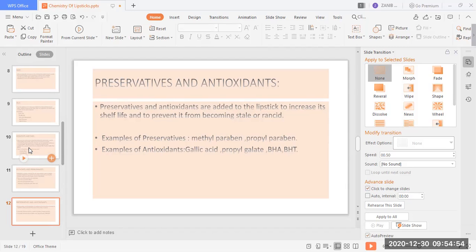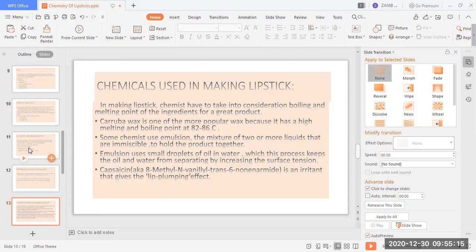But remember that a higher concentration of preservatives can cause a slight burning sensation or an allergic reaction. These are some examples of preservatives and antioxidants. The examples of preservatives are methylparaben and propylparaben, while examples of antioxidants are gallic acid, propylene glycol, BHA and BHT.